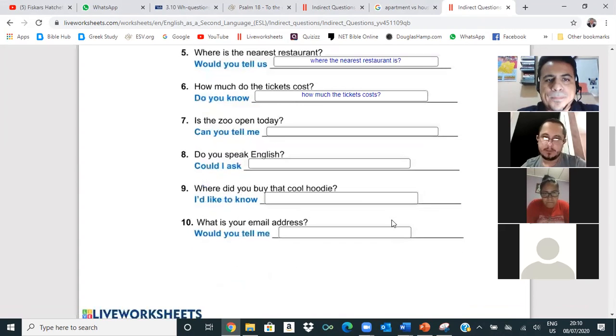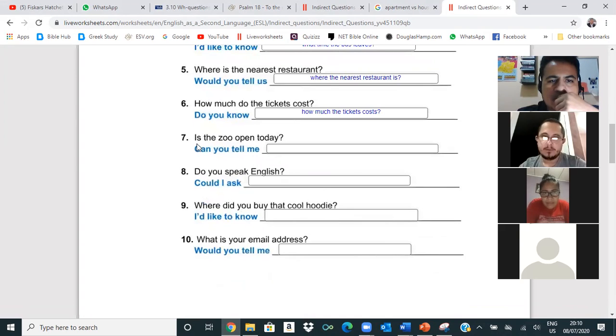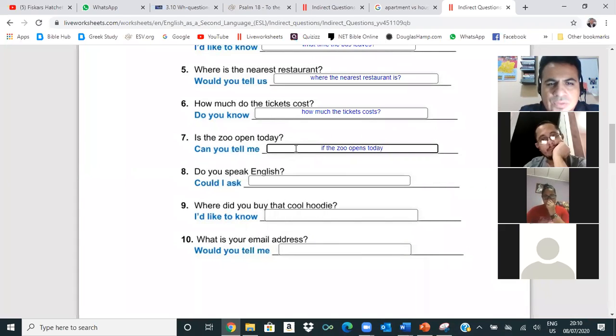Number seven. Is the zoo open today? Can you tell me if the zoo is open? No. Open. The zoo opens, correct? No. Is the zoo open today? Can you tell me if the zoo opens today?